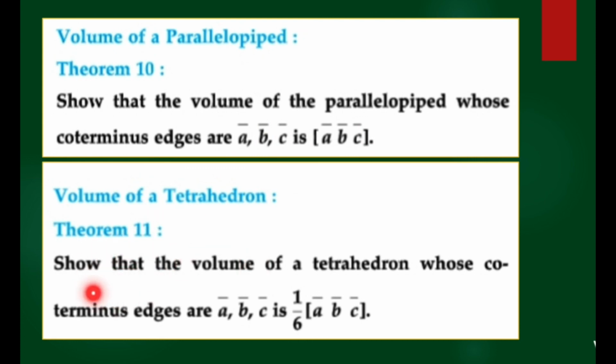So the theorem based on it: show that the volume of a tetrahedron whose coterminous edges are vector A, vector B, vector C is 1/6 times scalar triple product of vector A, vector B, vector C. Or we can say the volume of the tetrahedron equals 1/6 times box product of vector A, vector B, vector C. So using this formula we can find the volume of a parallelepiped and the volume of a tetrahedron.